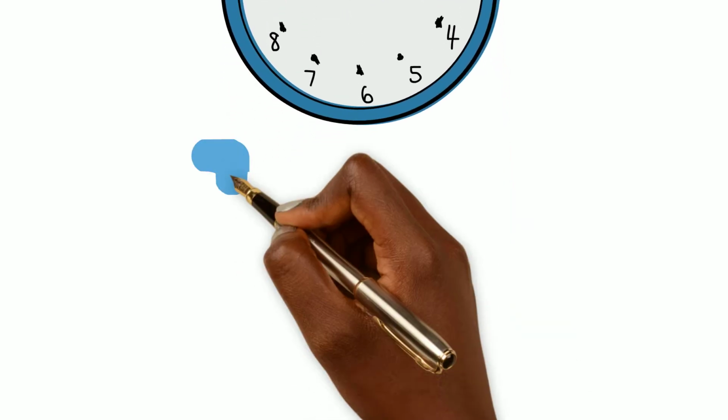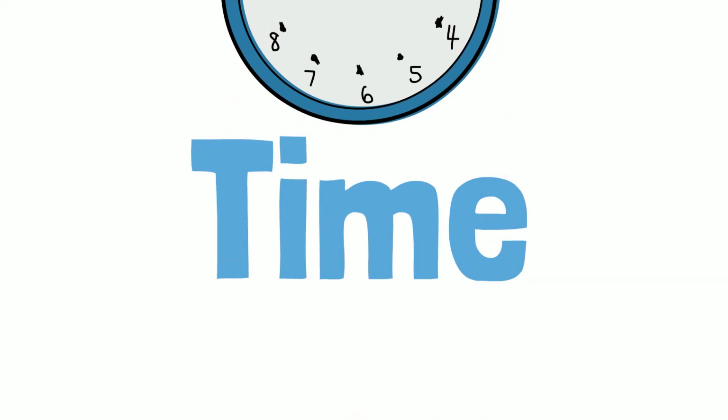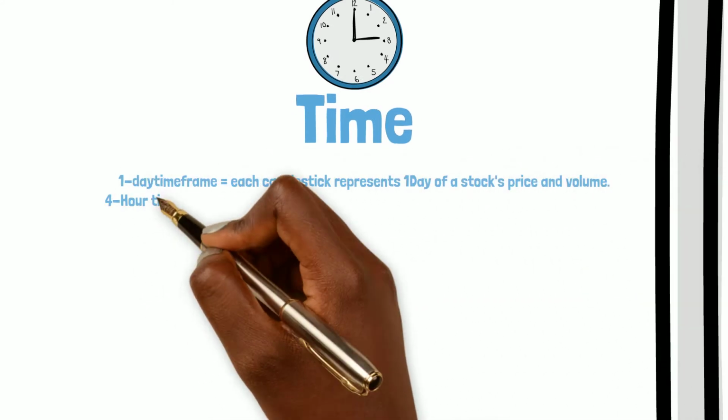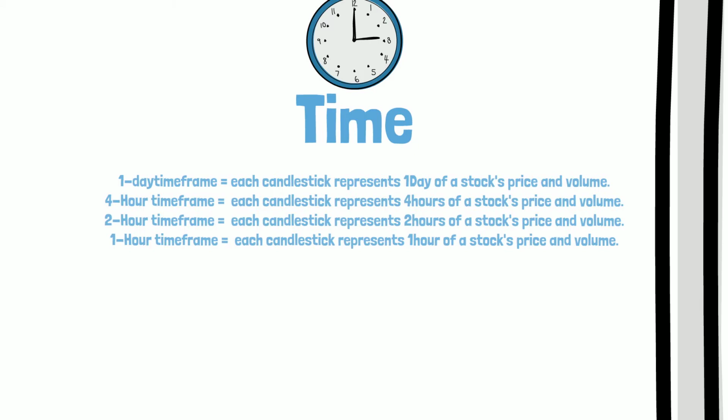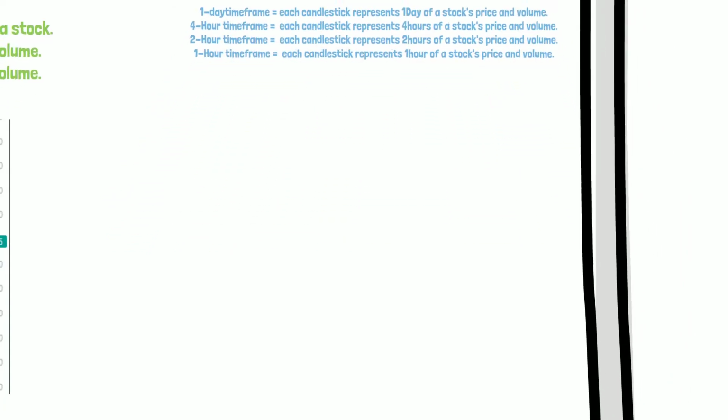Time on a stock chart, you can choose whatever time frame you want, from 1 minute to 1 month. When you choose a time frame, that's the amount of time that one candlestick represents. As we covered before, a candlestick shows you the price and volume. So let's say you choose a 1-day time frame. Each candlestick on the chart will show you the price and volume that was reached in 1 day.